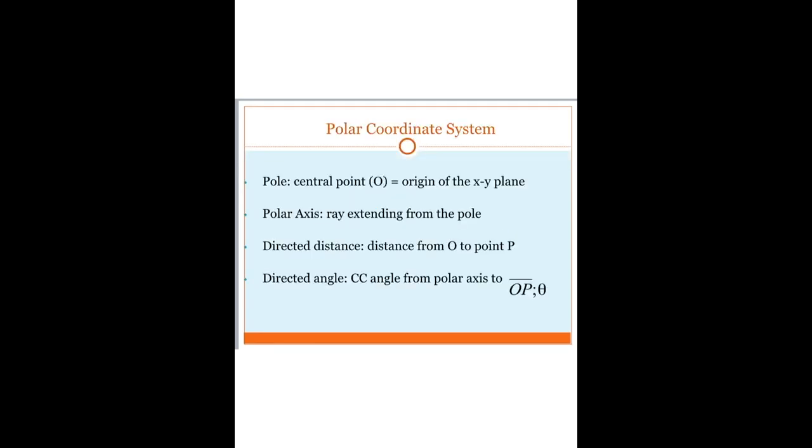Let's get started. The polar coordinate system is similar to the Cartesian plane with the x and y axis, except this system has the central point at the origin. It has a ray extending from the pole, which we're going to call the polar axis, similar to your x-axis. And then it has a directed distance from your point O to your point P, and an angle that's going to rotate from the polar axis to your point. So again, this is similar to the XY plane, except we have a point and an angle of rotation instead of an x and a y value.